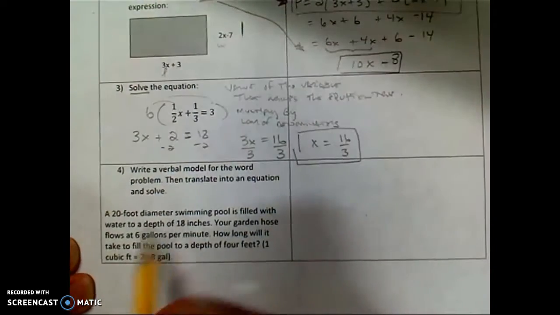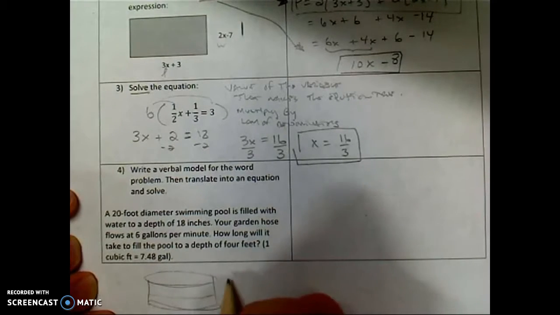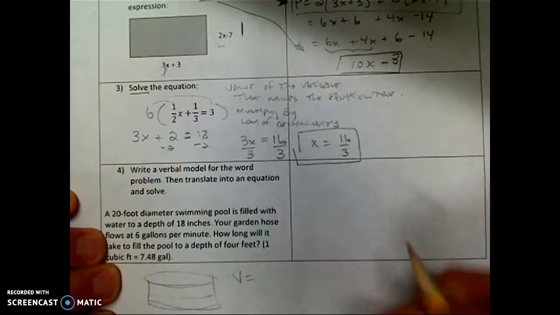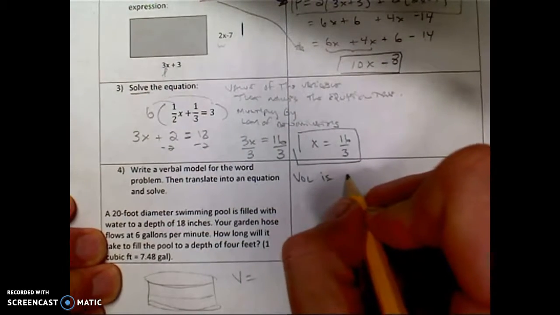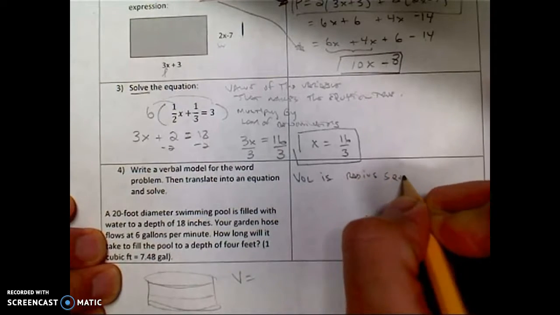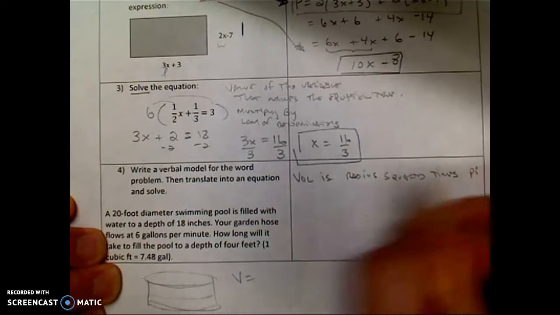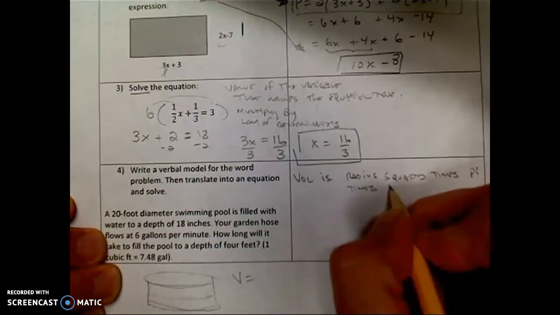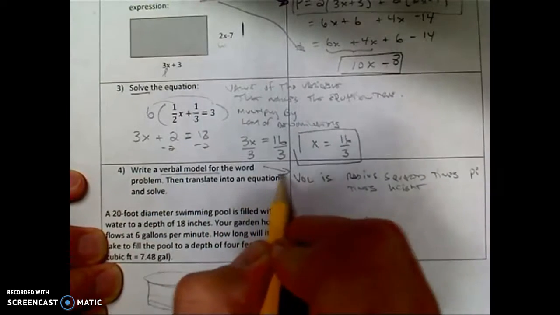So thinking about what we're doing here, we've got a circular swimming pool, and it's filled with a certain amount of water. We're trying to fill it this distance. Well, what are we talking about here? We're talking about volume. So we need an equation for volume. So volume is, well, let's think. The radius squared times pi times the height of the cylinder. So that's our verbal model that we can use.